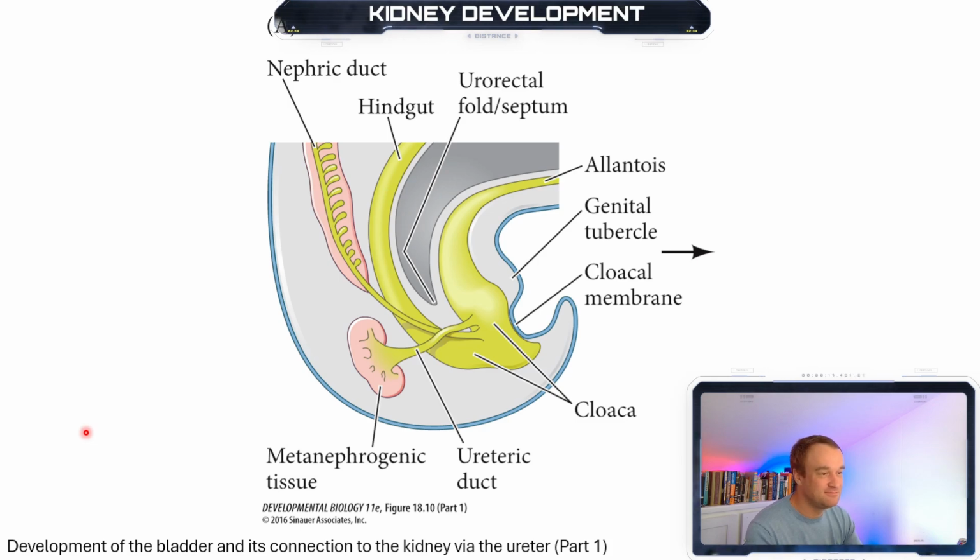The cloaca, get my thing here. So this originates as the endodermal collecting area for the urine, and then will open up later in development into the allantois.